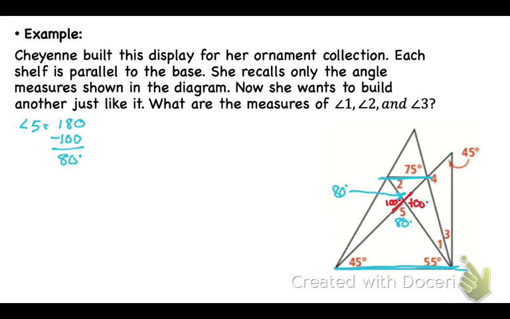But how did you know to subtract 100 from the other? Because to get 5, here is a triangle right here. Yeah. And I know 45 and 55, so the angles of a triangle equal 180. So 45 plus 55 is 100, which gives me 80. Okay? So I have 80, 80, 100.